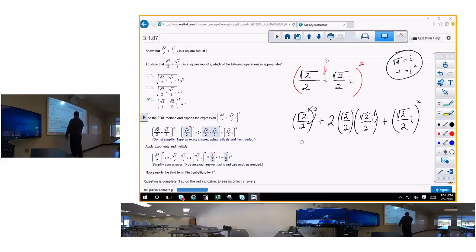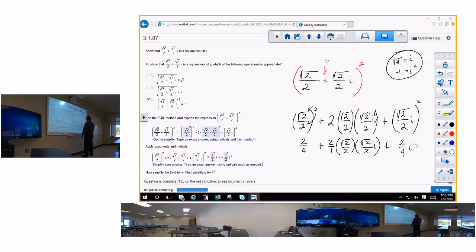This right here is 2 over 4 plus 2 over 1 square root of 2 over 2. And this is square root of 2 over 2 with an I. And I had it as I squared. I don't know why I had it squared. And this is 2 over 4 I squared. Okay. Now let's take out the red pen.